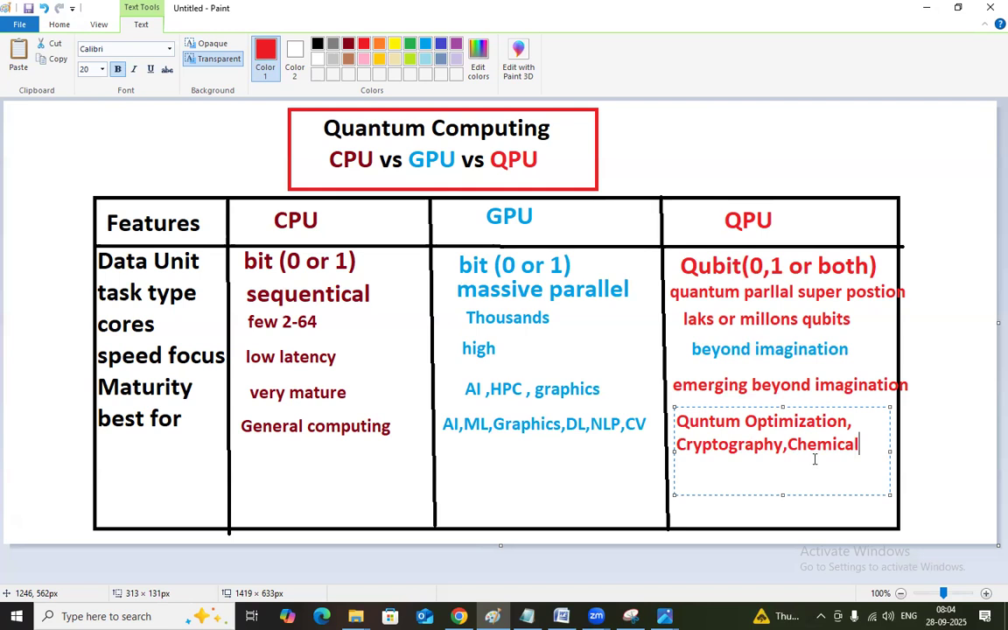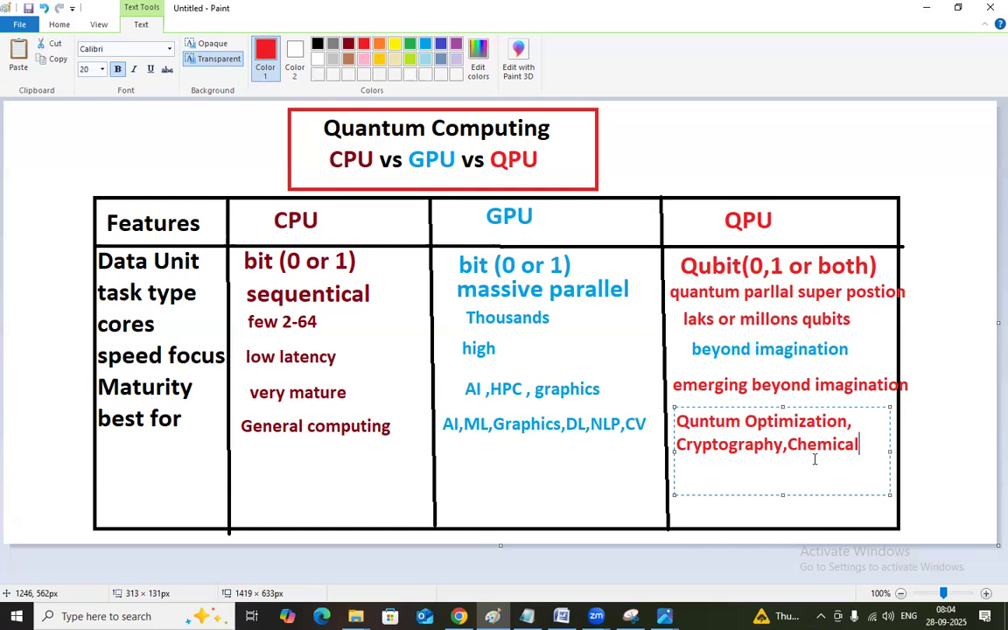Task type: CPU is sequential, GPU is massively parallel, QPU is quantum parallel superposition. Cores: for CPU only 2 to 64 cores are available. At GPU level, thousands of cores are available. And QPUs have millions of qubits, lakhs and millions of qubits. Coming to speed focus, CPU is low latency and QPU is beyond imagination. Maturity level: CPUs and GPUs are very mature, with AI, HPC, graphics, and QPU is emerging.